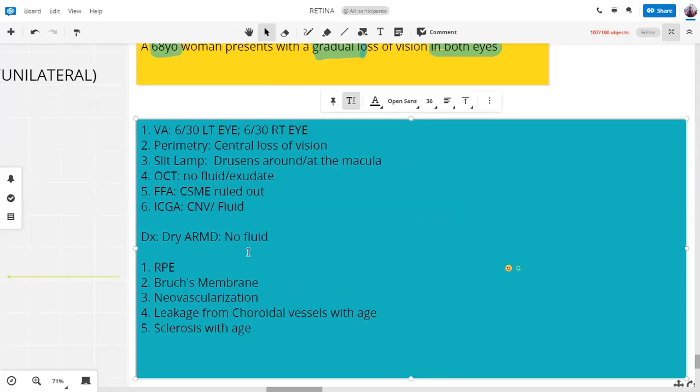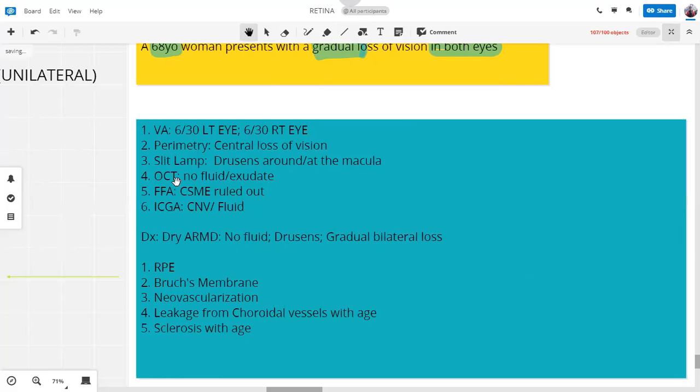What else differentiates this from wet ARMD? Drusen. There are usually no drusen in wet ARMD. Drusen are found in dry age-related macular degeneration. And also, this one has gradual loss, while that one has sudden loss. Gradual, bilateral loss in this.